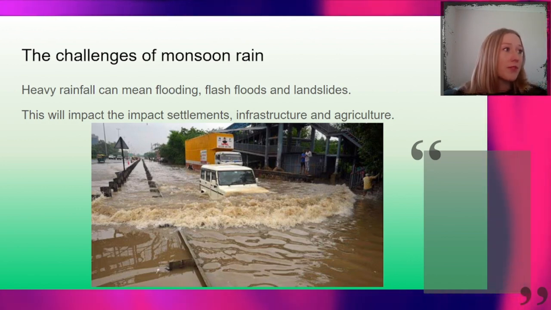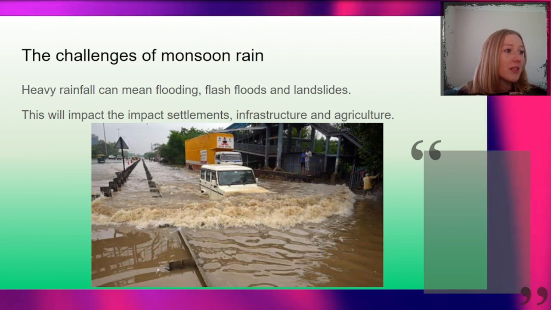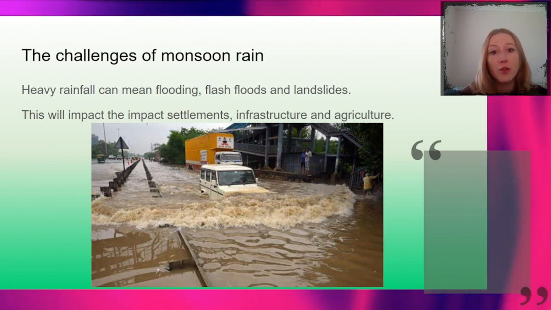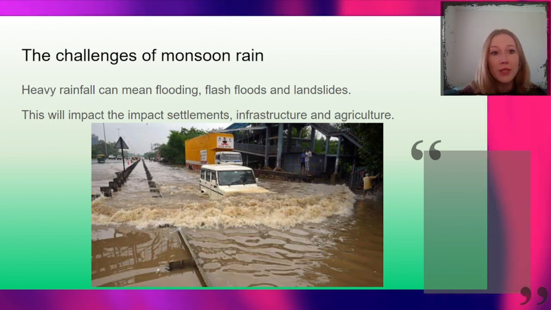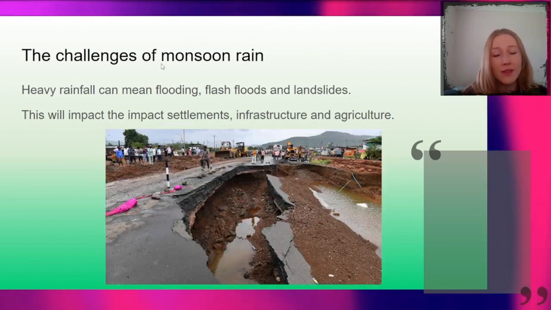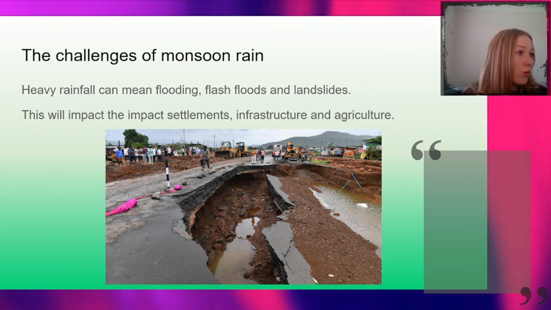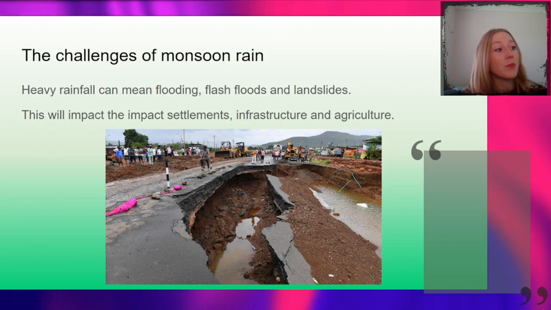And on top of that, you can have failure in agriculture. So you can have soil erosion, you can have complete flooding of the agricultural area, which means crop loss and food loss for that year. And that's not even mentioning any kind of infrastructure damage or settlements that are impacted.